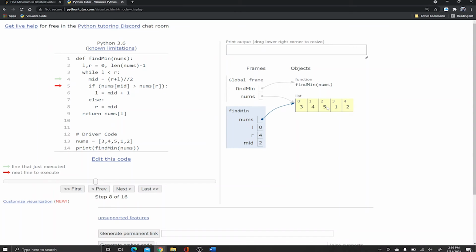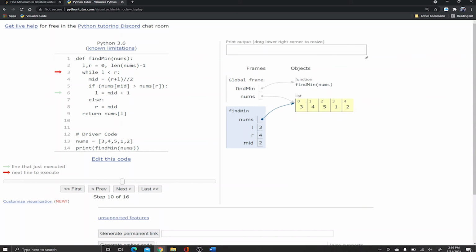Now if nums of mid is greater than nums of R. In this case nums of mid is nums of 2, which is 5, which is greater than nums of R, which is nums of 4, which is 2. Obviously 5 is greater than 2, so L should move to mid plus 1. So mid is 2, L should move to 3. Pretty much the same as you see, L is 3, same as we explained on paper. Then it goes through the loop one more time. Now we're looking between 3 and 4.